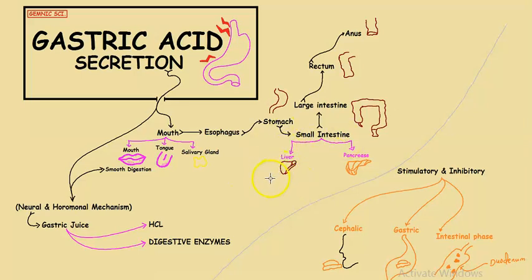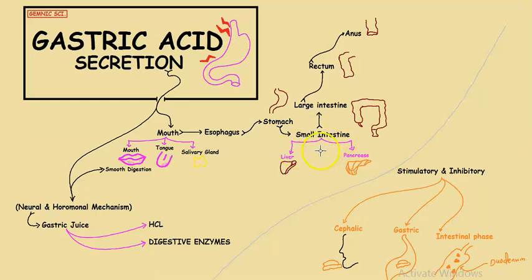Close to the small intestine, we have these two important organs, which are the liver and the pancreas. And notice that the pancreas has both endocrine function and exocrine function. It also produces two hormones, which are insulin and glucagon. And here we have the liver, which helps in excretion.